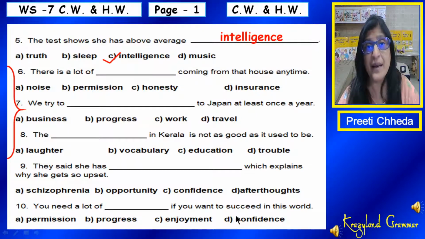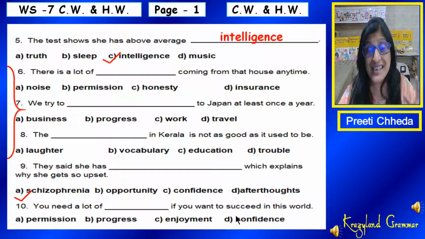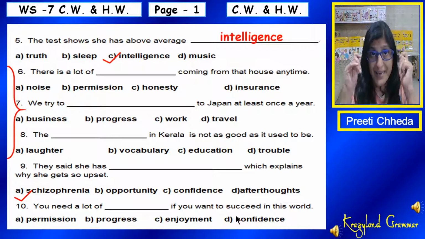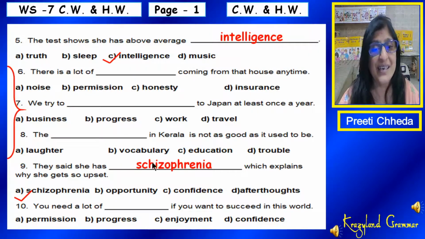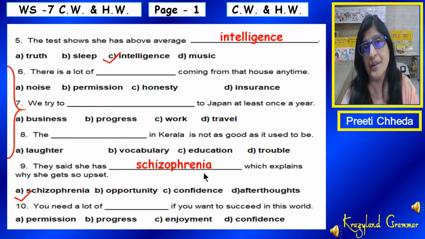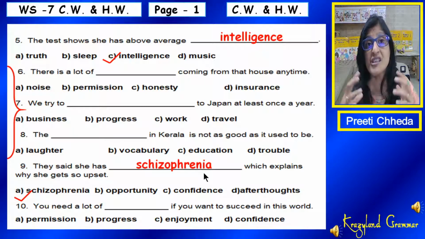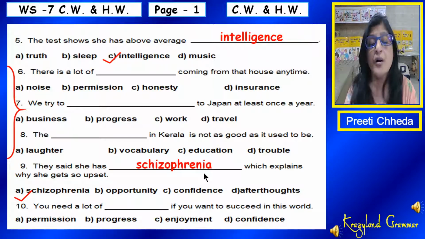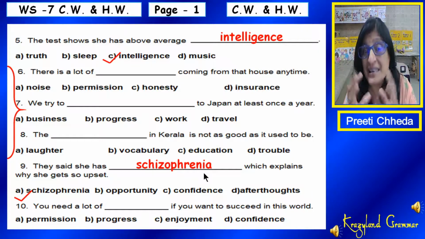Write the correct spelling. And the answer is schizophrenia. They said she has schizophrenia. मतलब उनको mental illness था, and this is why she gets upset. So, did you understand now the meaning of schizophrenia? A new vocabulary word you have to add in your vocabulary list. That's schizophrenia, right? Okay, it's a mental illness or serious mental illness.